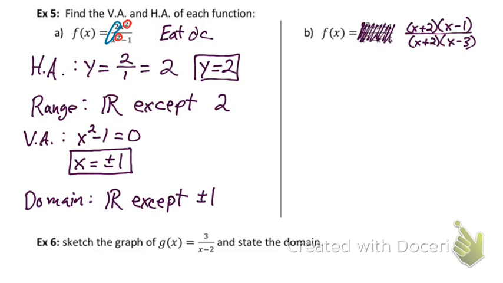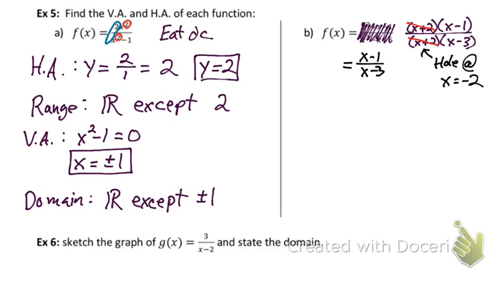The first thing I'm going to notice is that the x plus 2 and x plus 2 cancel each other out, which means I can rewrite this as just x minus 1 over x minus 3. However, I do have to note there's a hole at x equals negative 2. So once I note that there's a hole, I can rewrite it.